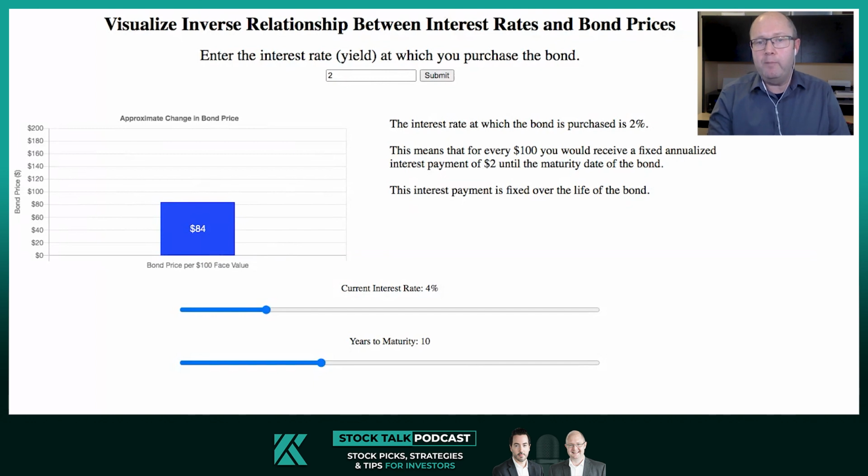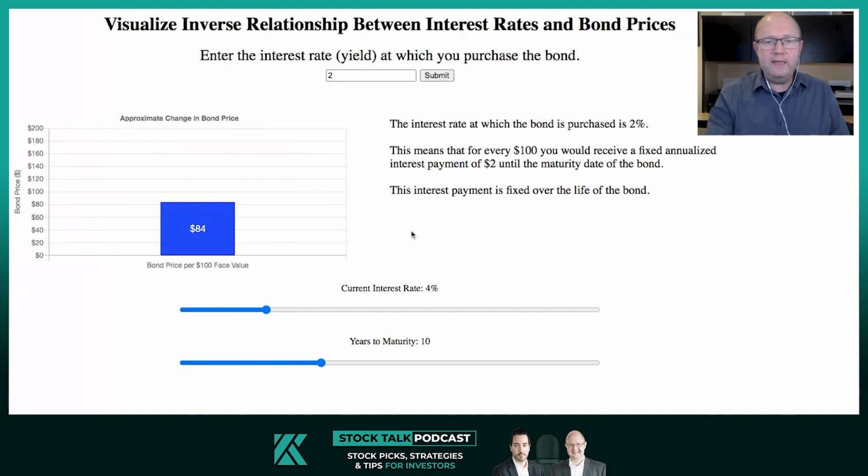But there is a liquid market for most government bonds, right? So you could take it to the market and say, I actually need the money, I want to sell this. Now your bond that you bought at a 2% interest rate, paying $2 annualized per year, has to compete with other bonds that are issued at 4% and are going to be paying $4 annualized per year, right? So in order for you to incentivize somebody to buy that bond, you need to sell it at a lower price so that they can get that same yield, right?